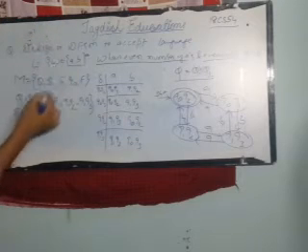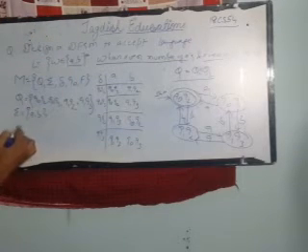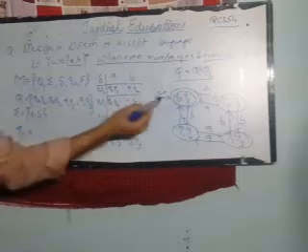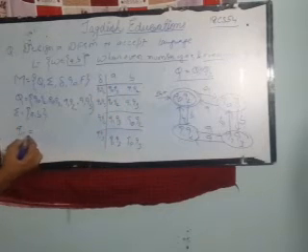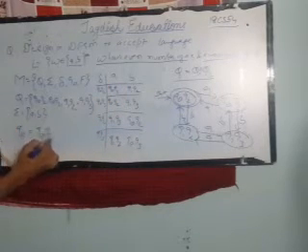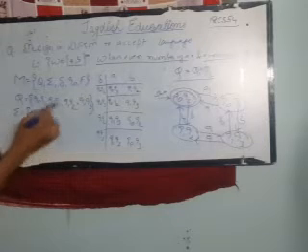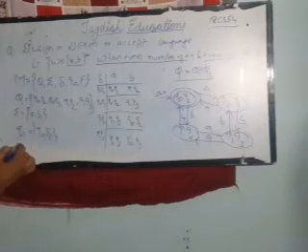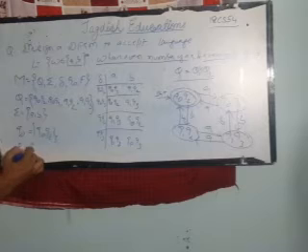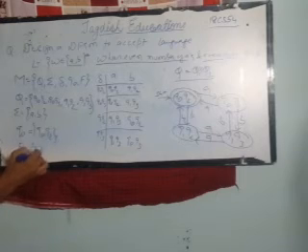Next, q0 is nothing but our start state. What is the start state here? {q0,q2}. And what is the final state here? The final state is also {q0,q2}.